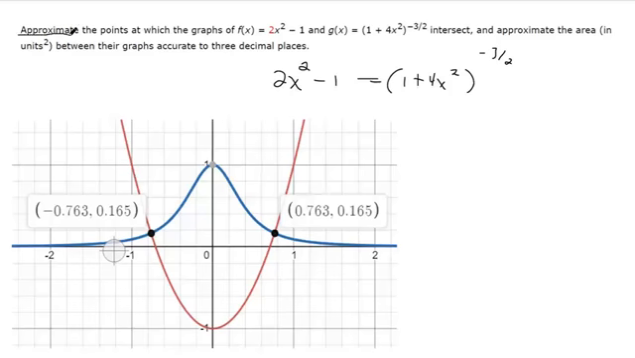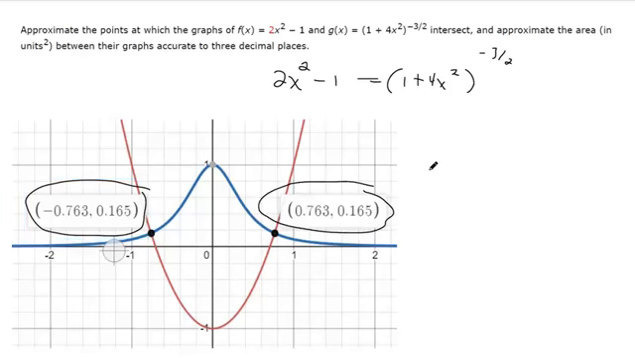This question asks us to approximate the points where the graphs intersect. So go ahead and use a graphing calculator. Like I use Desmos, I graph the two functions, and I cross here and here. So we got an approximation of the x coordinates.